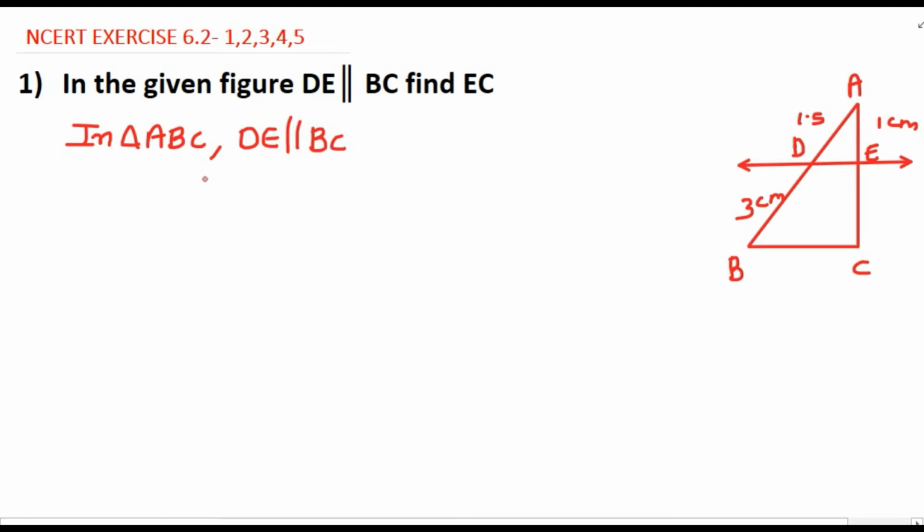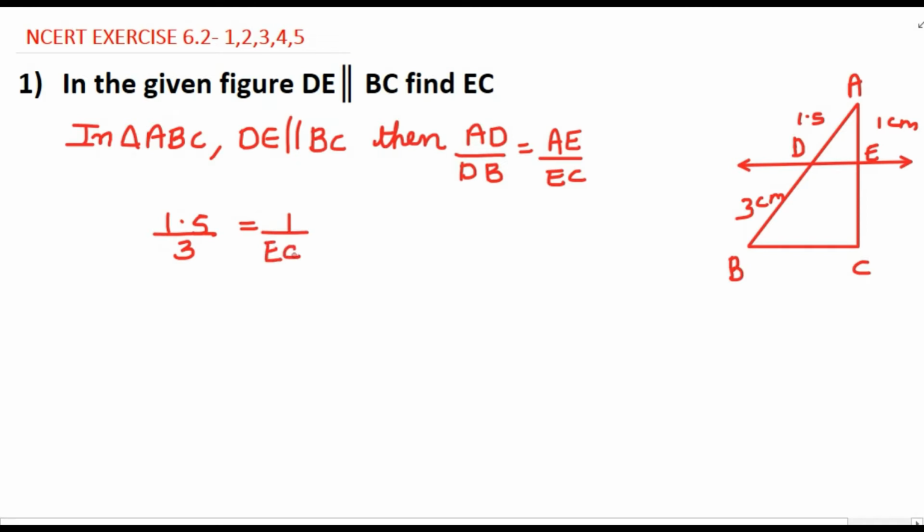So by Thales's theorem, I know that if a straight line is drawn parallel to one side of a triangle, then it divides the other two sides in the same ratio. So I can write, if DE is parallel to BC, then by Thales's theorem, AD divided by DB equal to AE divided by EC. Now we need to substitute this: 1.5 divided by 3 is equal to 1 divided by EC.